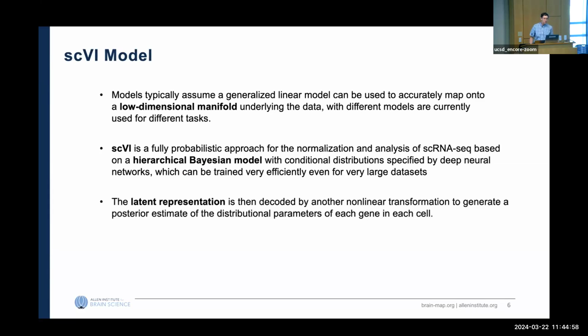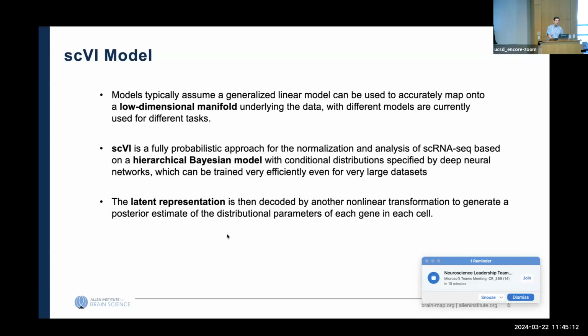Again, the principles behind it here, the models typically assume a generalized linear model can be used to accurately map a low-dimensional manifold. But this scVI, which was the package, the first paper we're talking about, developed by Lopez, is a probabilistic approach for normalization and analysis of single-cell RNA-seq data using this kind of hierarchical Bayesian approach. And in which they're going to measure somehow the distance using neural networks. And the latent representation is decoded by another transformation to generate this posterior and the parameters.